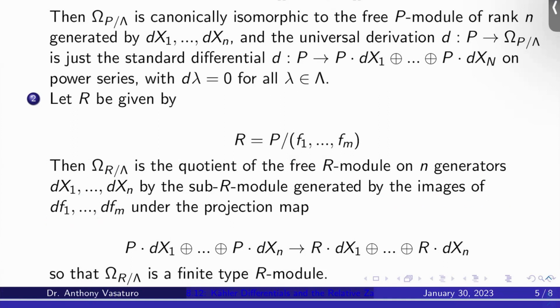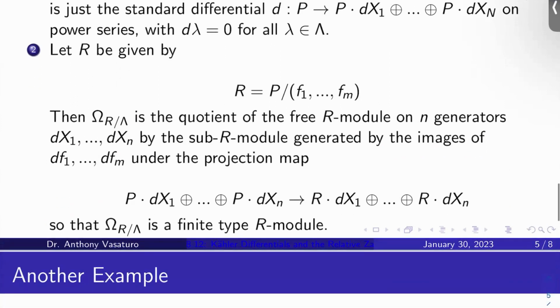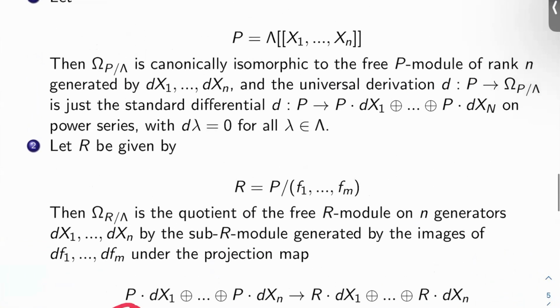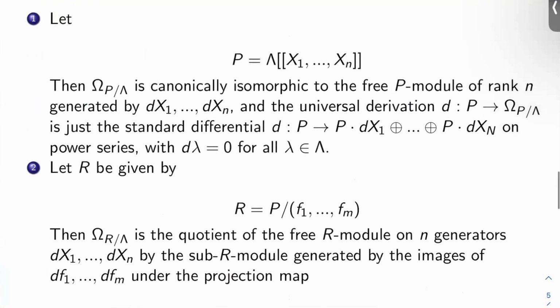What do I mean by that? Images under what map? You just project, right? So you take p dot dx1 plus and so on, plus p dot dxn, and you project to r dot dx1 plus and so on, plus r dot dxn, just by sending each coefficient p to r by taking the quotient by this ideal generated by f1 through fm. Okay, so here you see that omega of R over lambda is a finite type R-module.